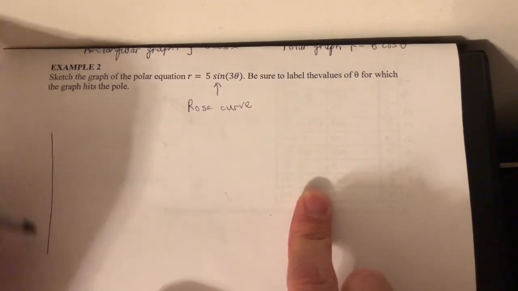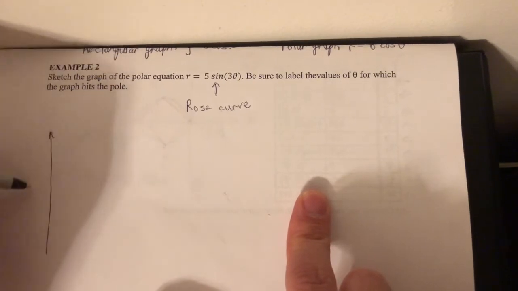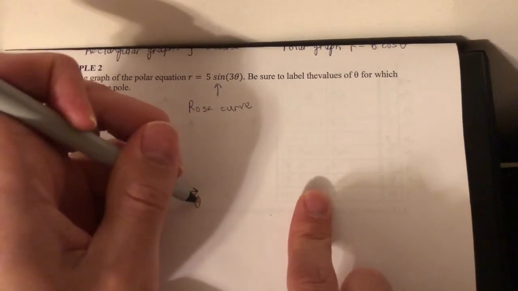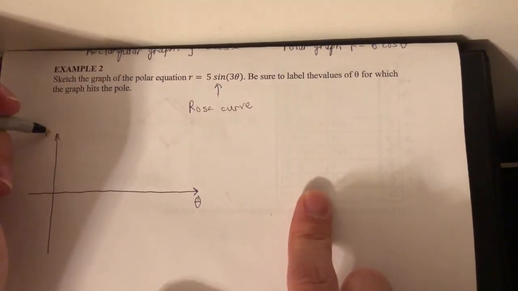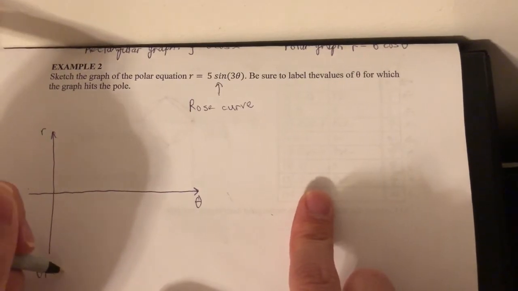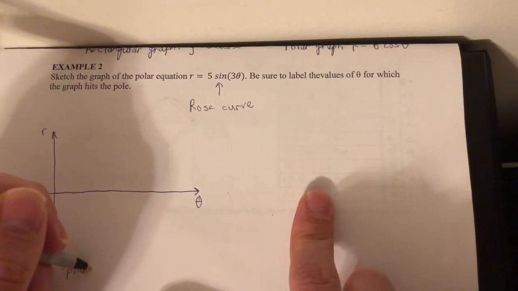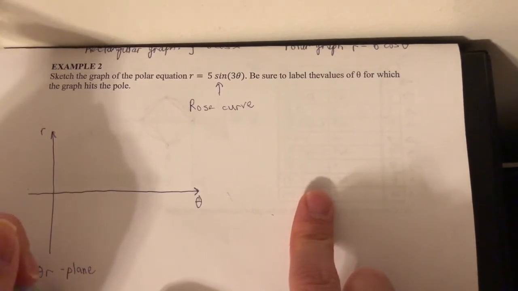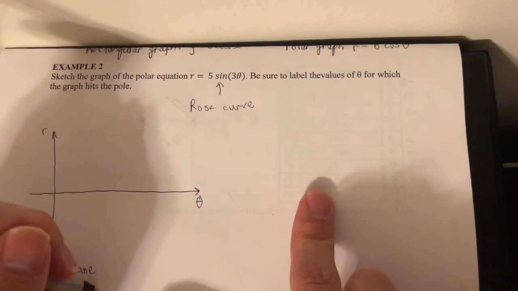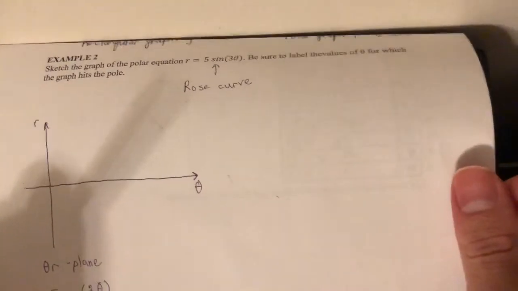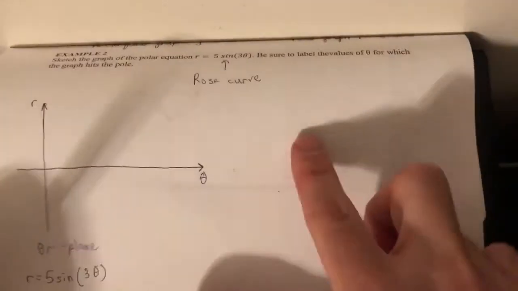And remember, we talked about graphing in the theta r plane. So we're going to treat theta like it's your x variable. We're going to treat r like it's the y variable. So this is the theta r plane, and this is where we get the sinusoid. This is not our polar graph, but we're going to use the sinusoid as something that's going to help us draw the polar graph.